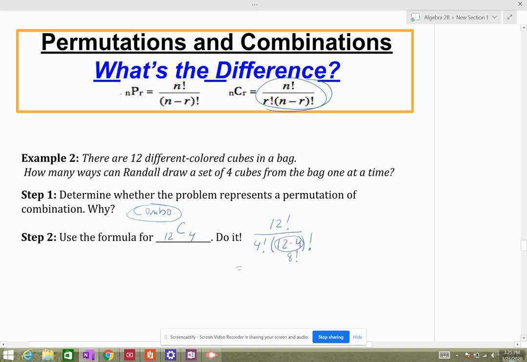So I can do this a couple ways. One way is I can actually expand it all out. I can do 12 times 11 times 10 times 9 times 8 times 7 times 6, etc., all the way down.